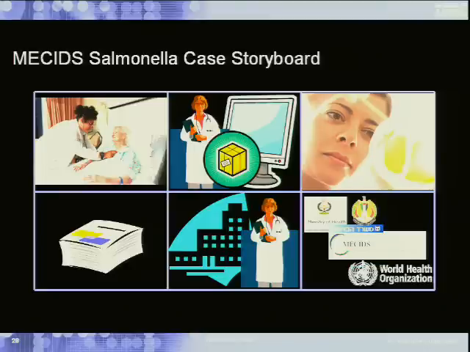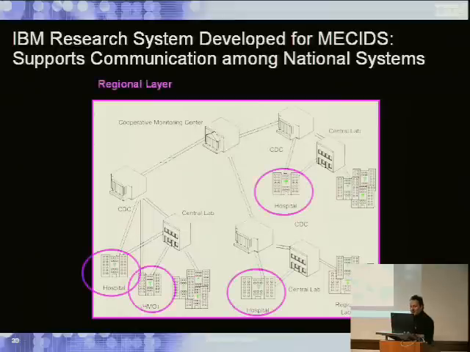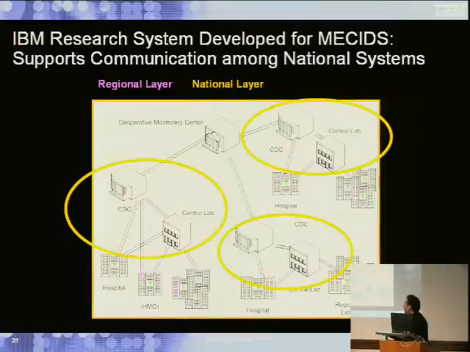In addition to that simple storyboard, there is in each country a central laboratory that does more advanced testing, for instance, serotyping or measuring antibiotic resistance. So this is a picture of MECIDS and how they're organized. Each country has laboratories. These are the Sentinel Laboratories. Typically, they're located in hospitals. The Sentinel Laboratories will send, and the policies are different in the different countries, but the technology really doesn't care.